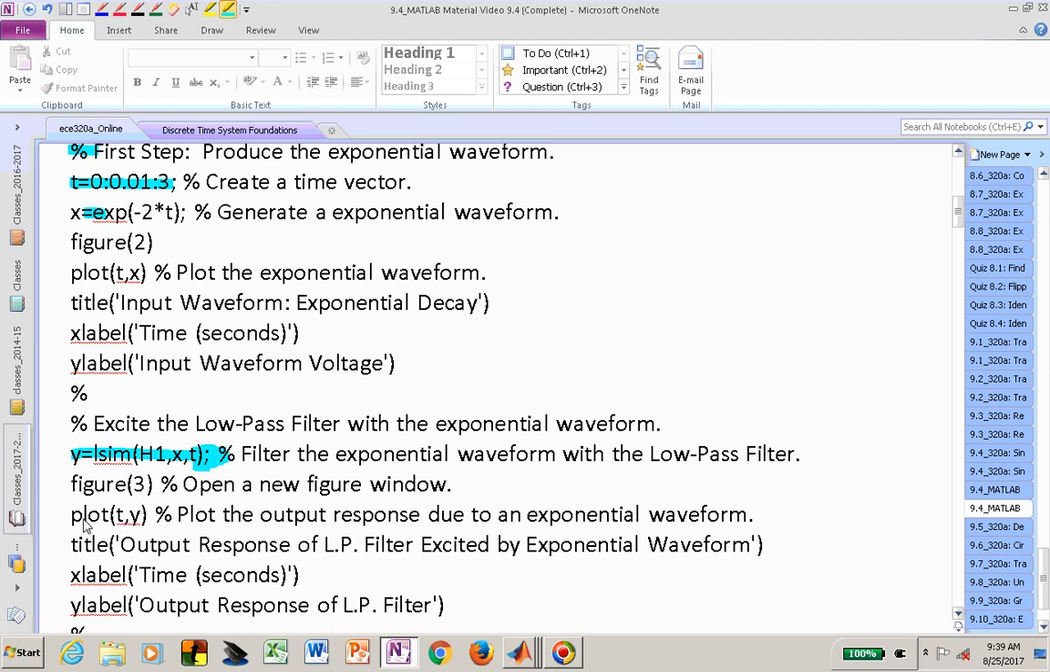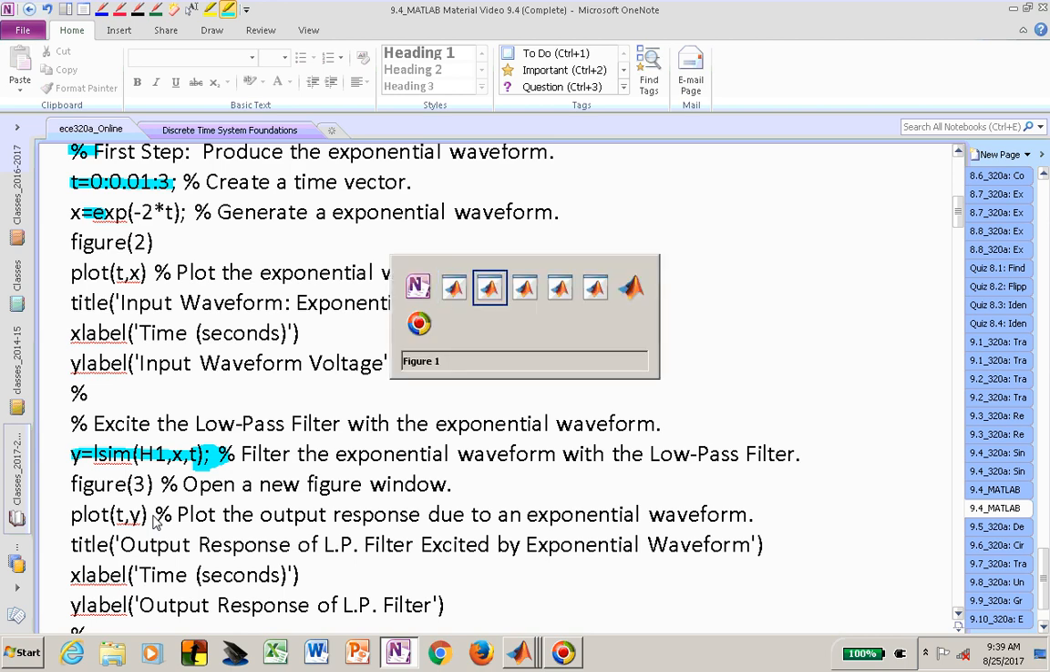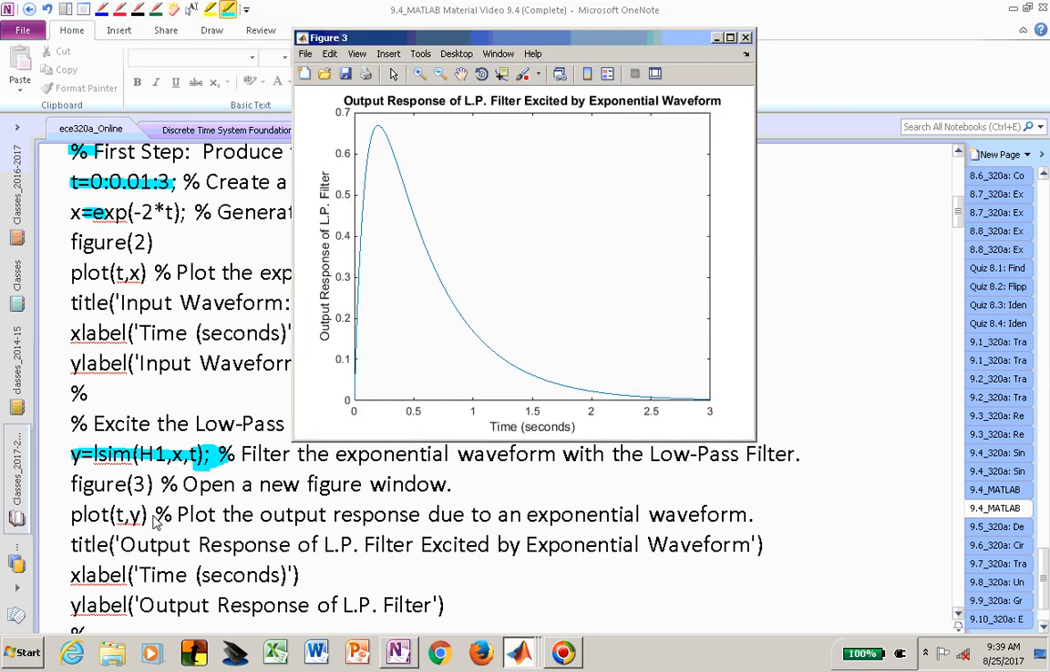In figure 3, we've now plotted that particular output response due to an exponential excitation or input. And this is now what we see. And that's consistent with what we've already expected.